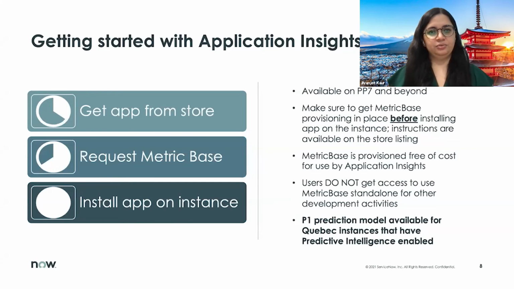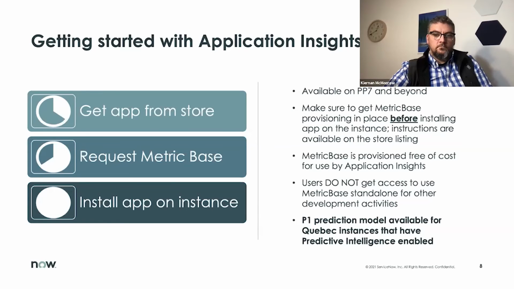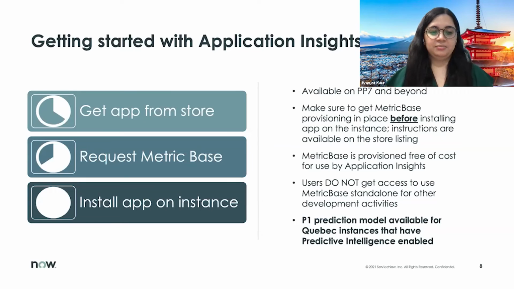And you'll also need to request metric base separately for each instance that you want to install on. So metric base is provisioned per instance and not per customer. So if you have it provisioned for subprod, you'll need it provisioned separately for your production instances. We are working with our internal team to get the metric base provisioning automated, but until that happens, unfortunately, this needs to be done manually. Once metric base is enabled, install Application Insights from the plugin dashboard.